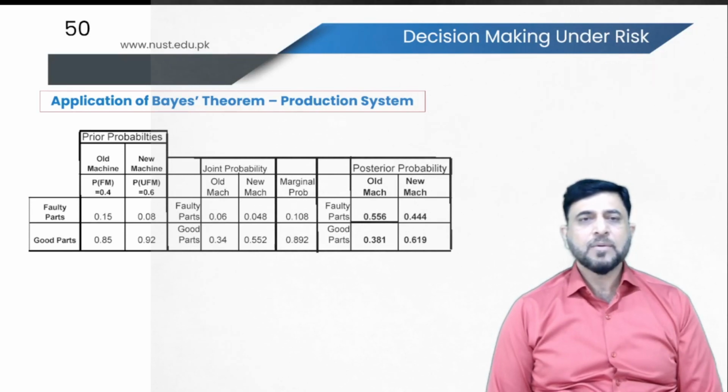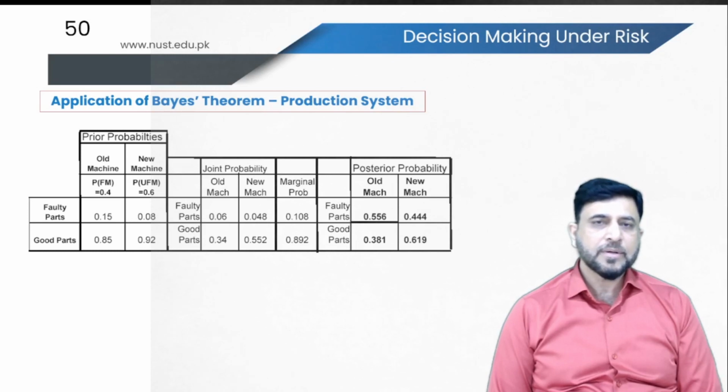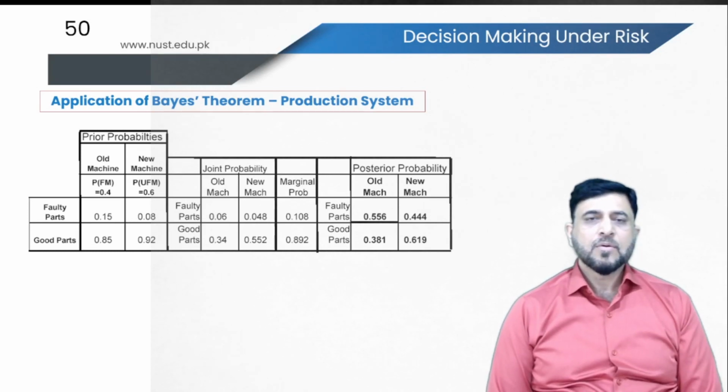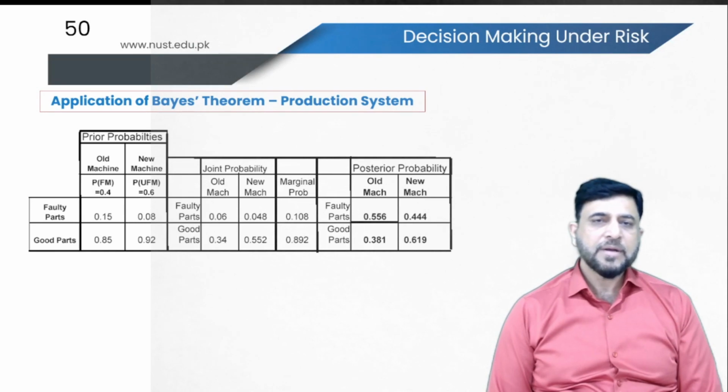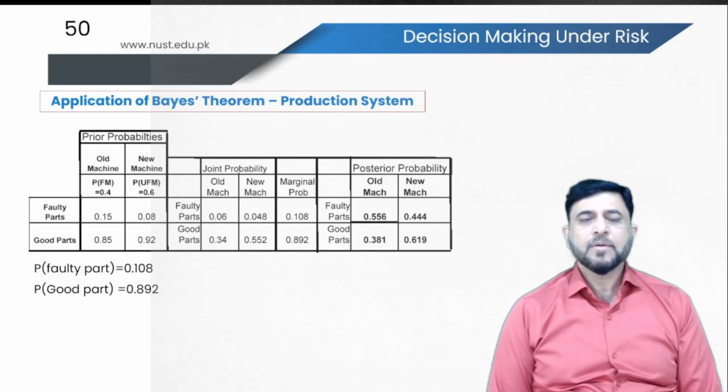Marginal probabilities can be calculated by summing up both old and new machines' faulty parts. They are 0.108 and 0.892. So what are the posterior probabilities? For faulty parts produced, old machines have 0.556 and new machines 0.444. Similarly, for good parts, old machine 0.381 and new machine 0.619. So the probability of total faulty parts is 0.108 and the probability of good parts is 0.892, as we have calculated in marginal probabilities.